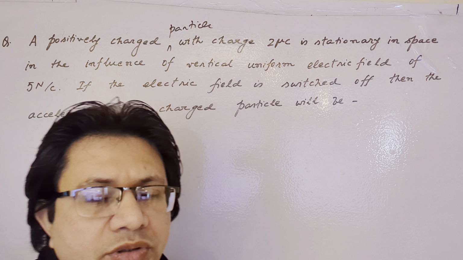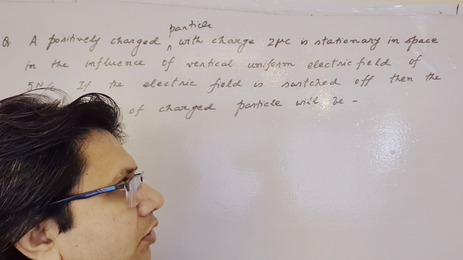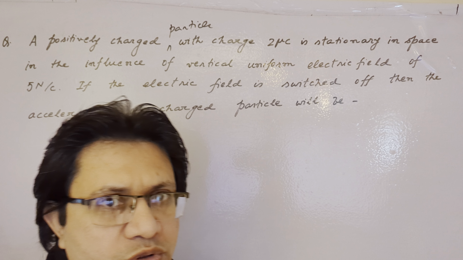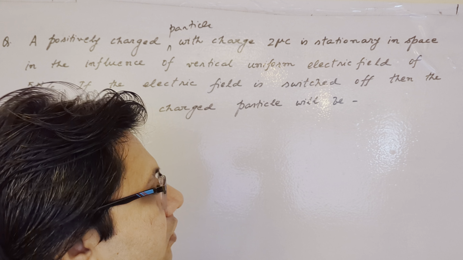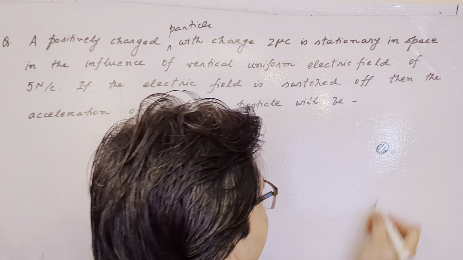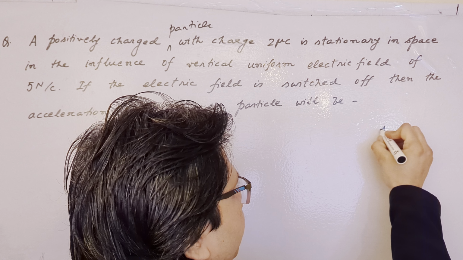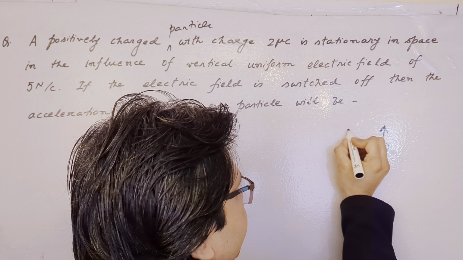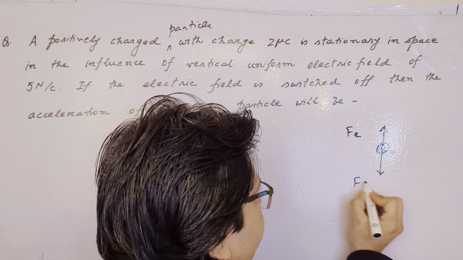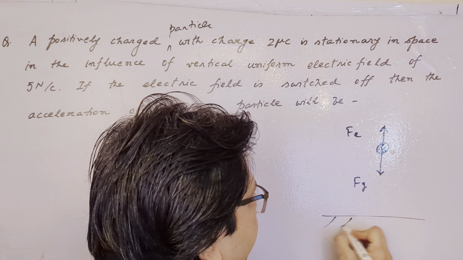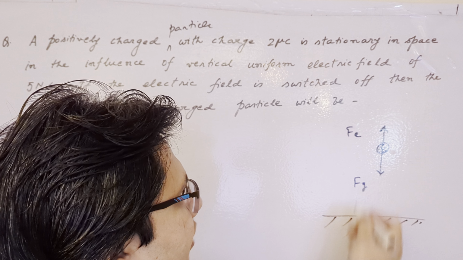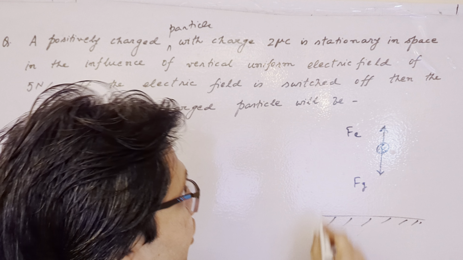So the problem is based on the topic of the force in an electric field and the gravitational force. Basically, this is the situation in which there is a charged particle in space, and there is a force in the upward direction due to the electric field, and a gravitational force in the downward direction due to Earth's gravitation. These two forces are balanced because the particle is stationary.